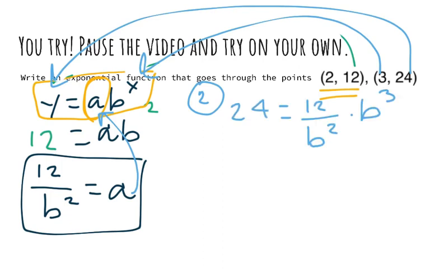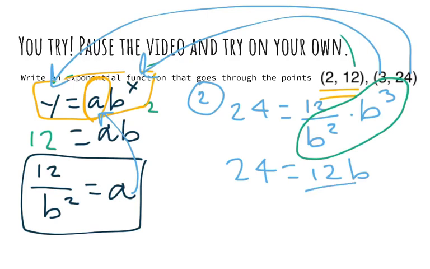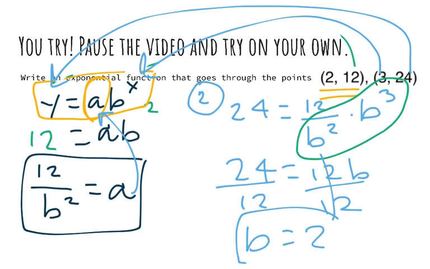So when I plug everything in, this is the equation that I get. The first thing I want to do to simplify is what is b cubed divided by b squared? That would just be b to the first power. Or you could just say b. And now I'll solve this for b by dividing both sides by 12, which gives me that b is equal to 2.